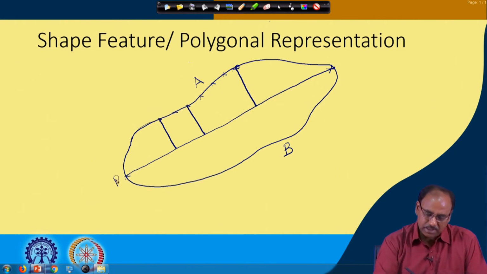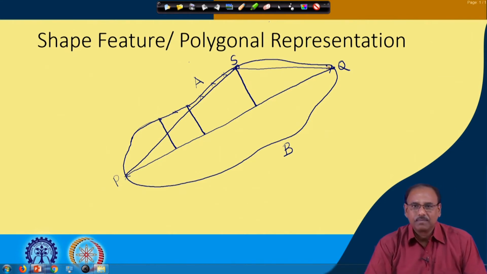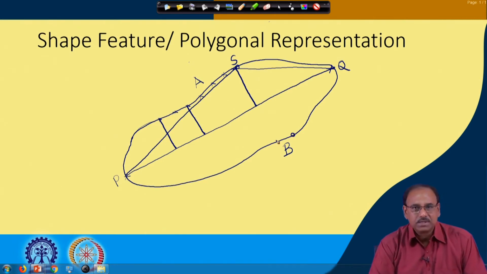So, let me name these points. The initial points, let me name as P and Q. This point is S. So, after doing the next subdivision, the vertices of the polygon that I get is something like this. Similarly, coming to the lower part of the boundary, maybe this is a point which is at maximum distance from the straight line P Q.